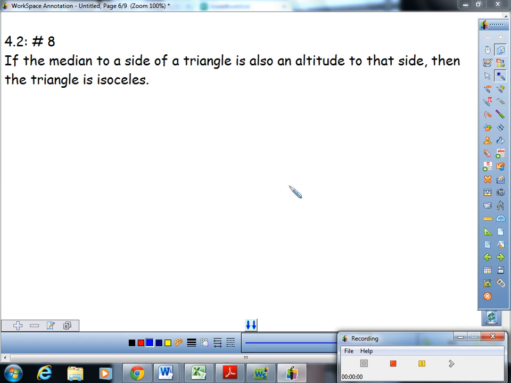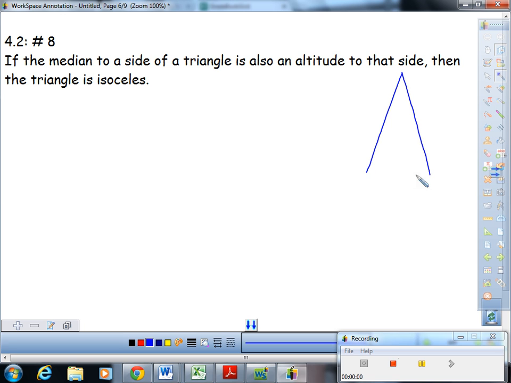Alright, here we go. If the median to the side of a triangle is also an altitude to that side, then the triangle is isosceles. So the key to these is we've got to draw our picture, and it's got to be a good picture. We've got a median to the side of a triangle, and it's also an altitude. So now we just need to name this. Give me a 4-letter name in here. We'll go with Alex, because that always works.